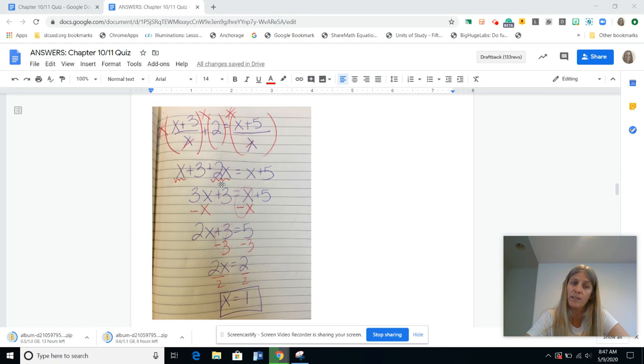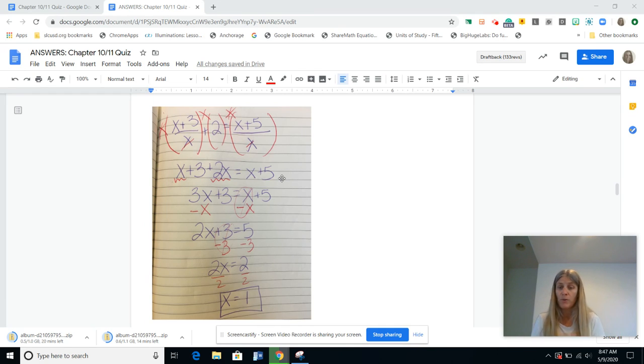x times 2 is plus 2x. Over here, the x's cancel out, so we have x plus 5. We're now going to combine like terms. x plus 2x is 3x, plus 3 is equal to x minus 5. We're going to move our variables over to one side by subtracting x from both sides. So we have 2x plus 3 is equal to 5.